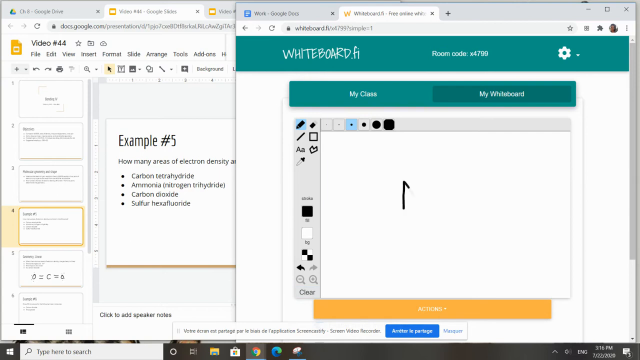Now we've got ammonia. I've got 1, 2, 3 bonds plus 1 lone pair. That is 4 areas of density. So this also has a tetrahedral geometry. You don't need to worry about how I knew that just yet. It's going to have a different shape. It'll be a trigonal pyramidal shape.